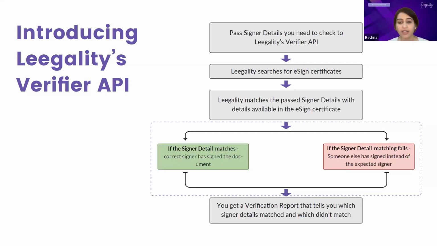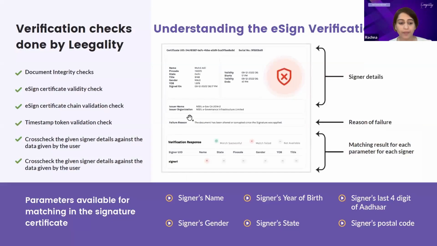After all the checks are run, Legality matches the passed signer details with details available in the eSign certificate. If the details match, the correct signer has signed the document, and we return a green response. If someone else has signed the document, it returns a cross symbol. You also get a verification report that tells you which signer details matched and which didn't match, like you saw. If you can just move to the next slide.